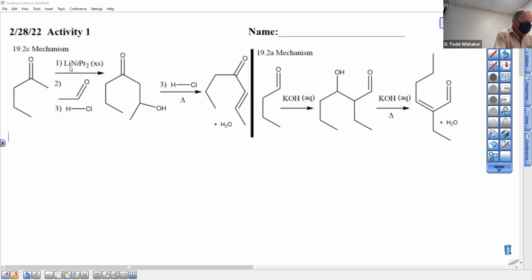So right here, I have a base called lithium diisopropyl amide. Careful how you say amide, because you don't want to imply that it's an amide, which it's not. It's the conjugate base of an amine, which we call an amide. They are spelled the same, amide and amide. English is a funny language that way.